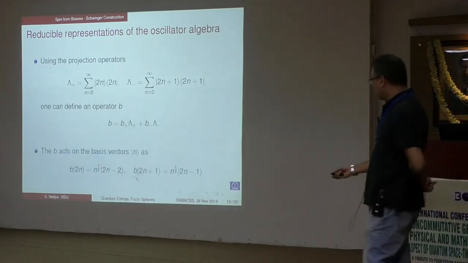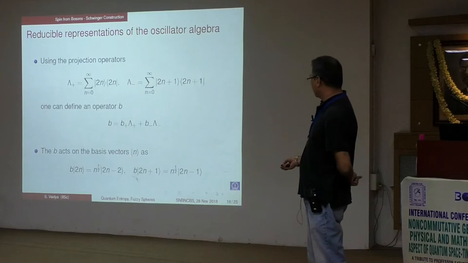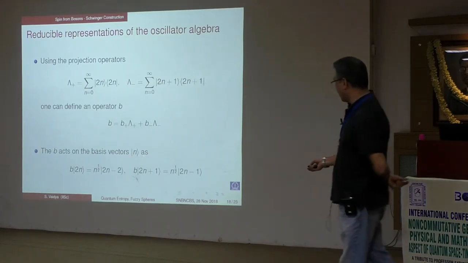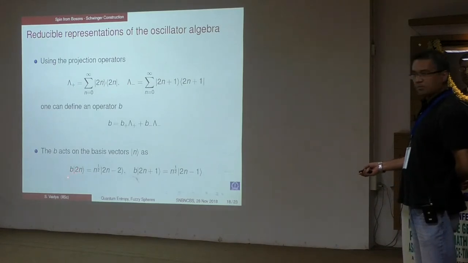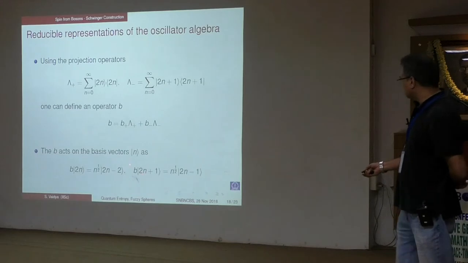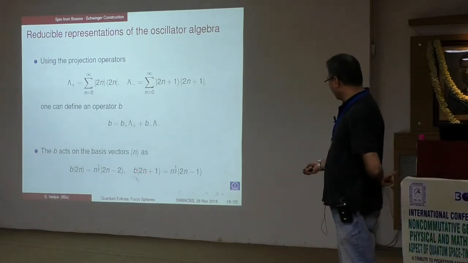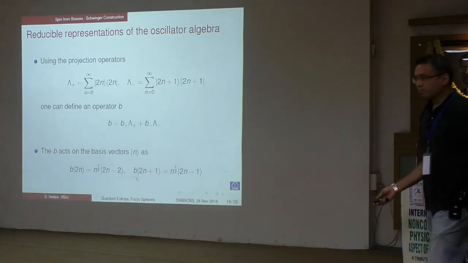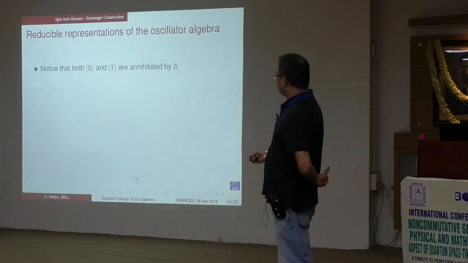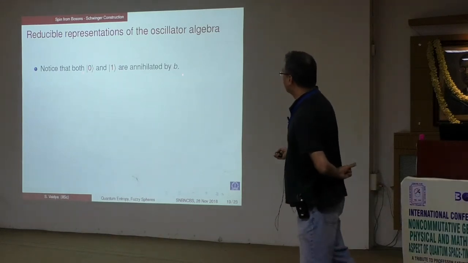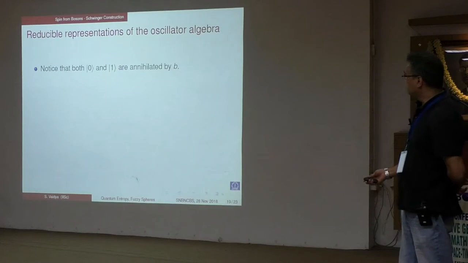It's easy to see what B does on the basis vectors n. B will take a state with even number of quanta and take off 2, whereas it will take an odd number of quanta and also take off 2. Notice that both the state 0 and the state 1 are annihilated by B.